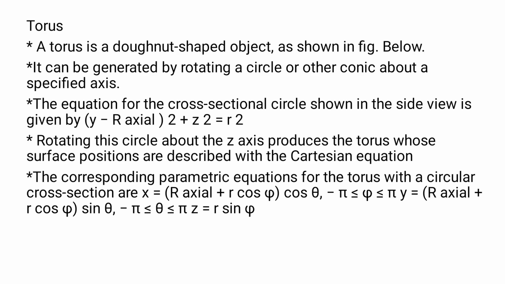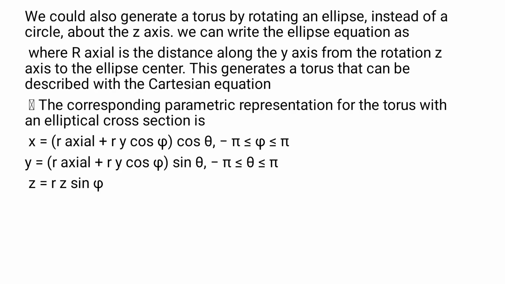The corresponding parametric equations for the torus with a circular cross section are x = (r axial + r cos phi) cos theta, with minus pi less than or equal to phi less than or equal to pi, y = (r axial + r cos phi) sin theta, with minus pi less than or equal to theta less than or equal to pi, z = r sin phi. We could also generate a torus by rotating an ellipse instead of the circle about the z axis.